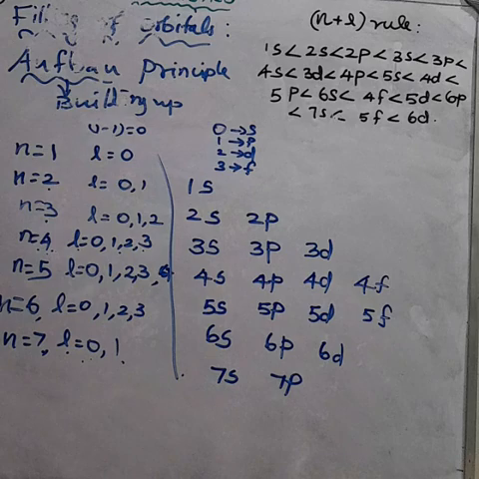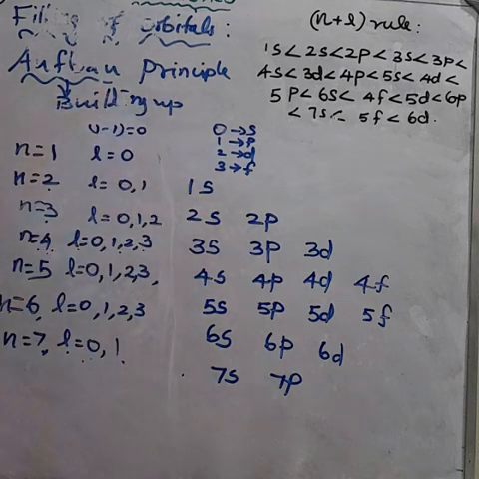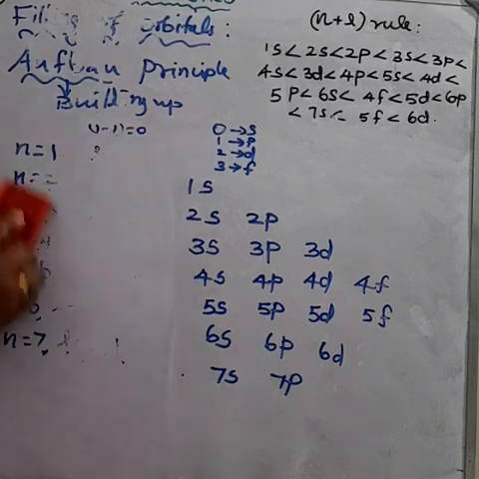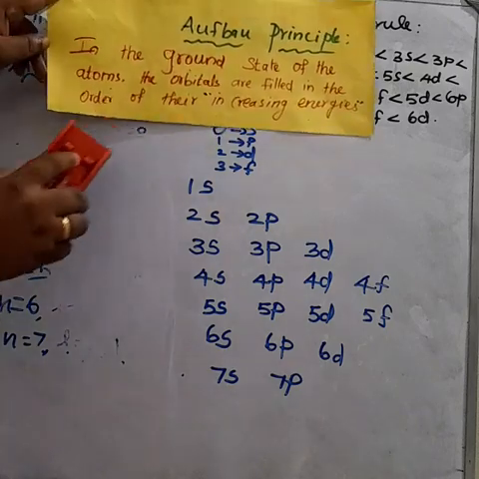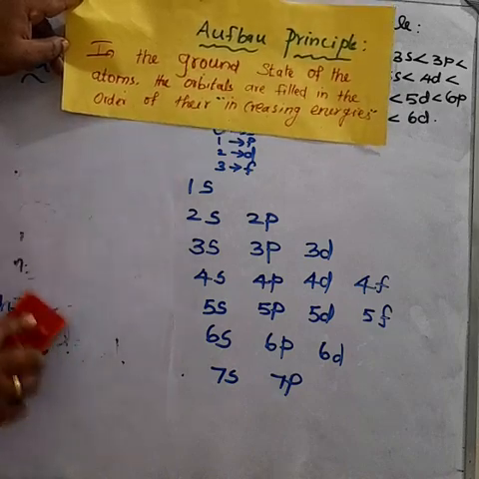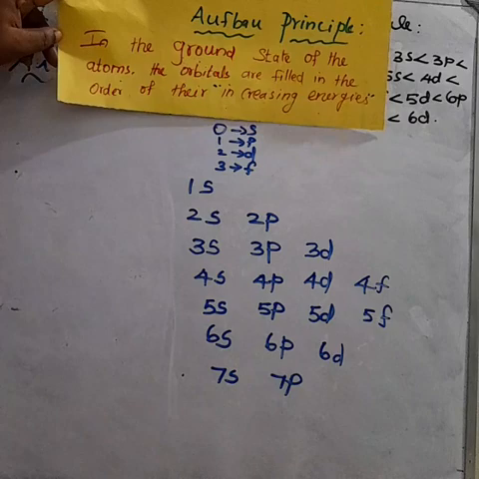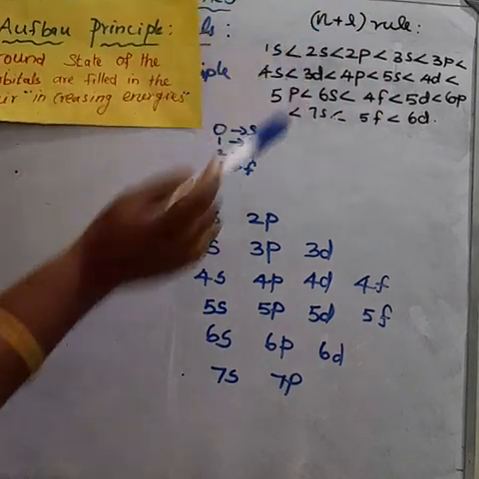Okay, understood? And then how are the orbitals arranged according to the Aufbau principle? You know the Aufbau principle: in the ground state of atoms, the orbitals are filled in the order of their increasing energies. Okay, increasing energies. So it is based on the n plus l rule. What is the n plus l rule? What do you mean by the n plus l rule?